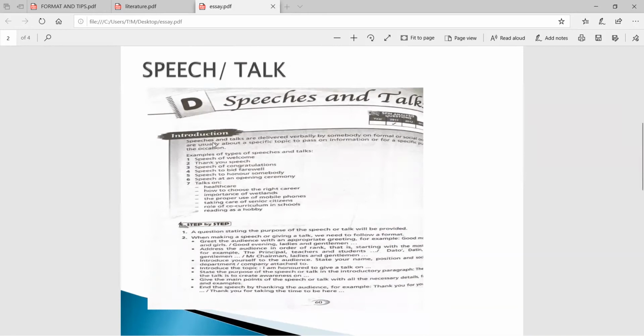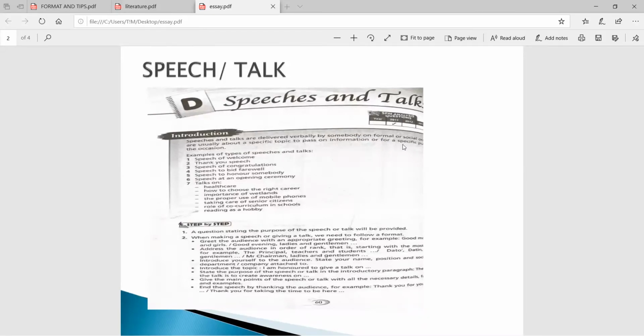Speeches and talks are delivered verbally by somebody on a formal or social occasion. They are usually about a specific topic, to pass on information or for a specific purpose to suit the occasion.